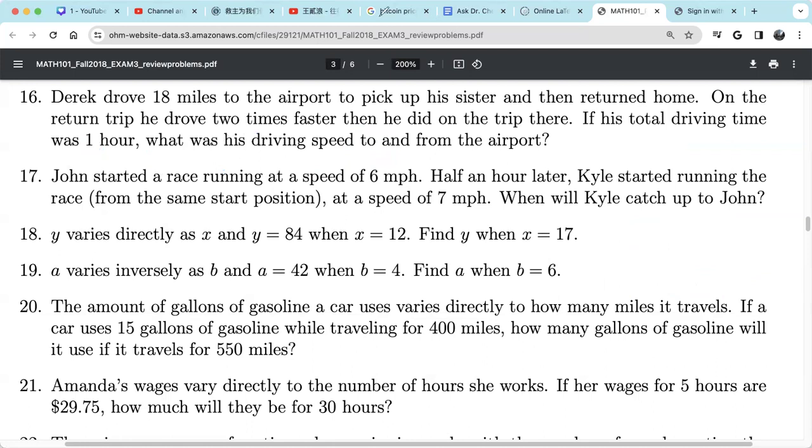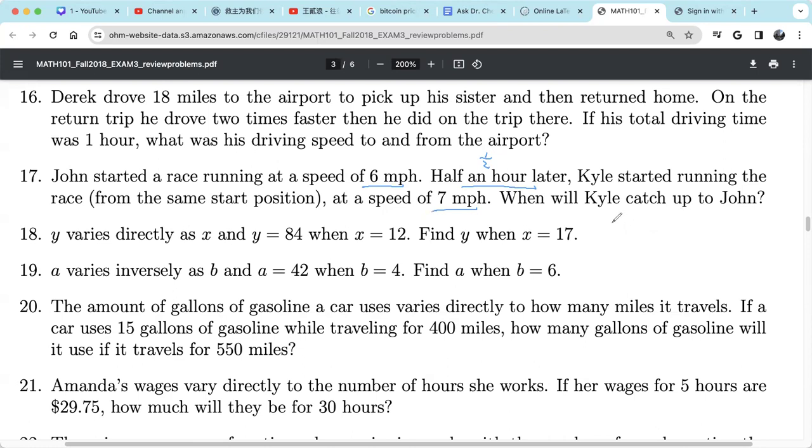Okay, that's a 6. Let's see 7. John started a race running at a speed of 6 miles per hour. A half hour later, Kyle started running the race from the same start position at a speed of 7 miles per hour. So when will Kyle catch up to John?